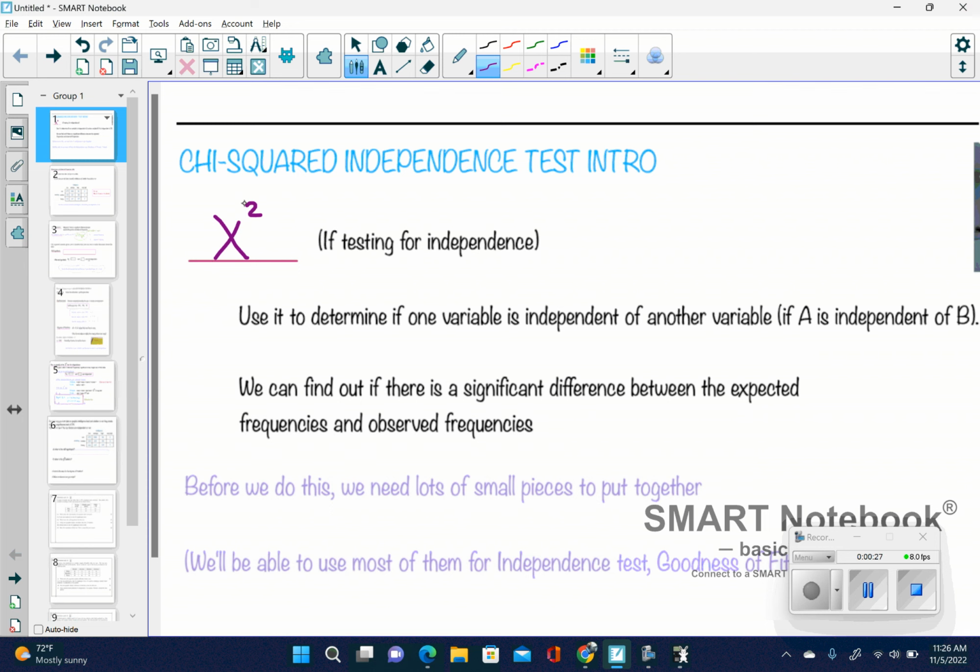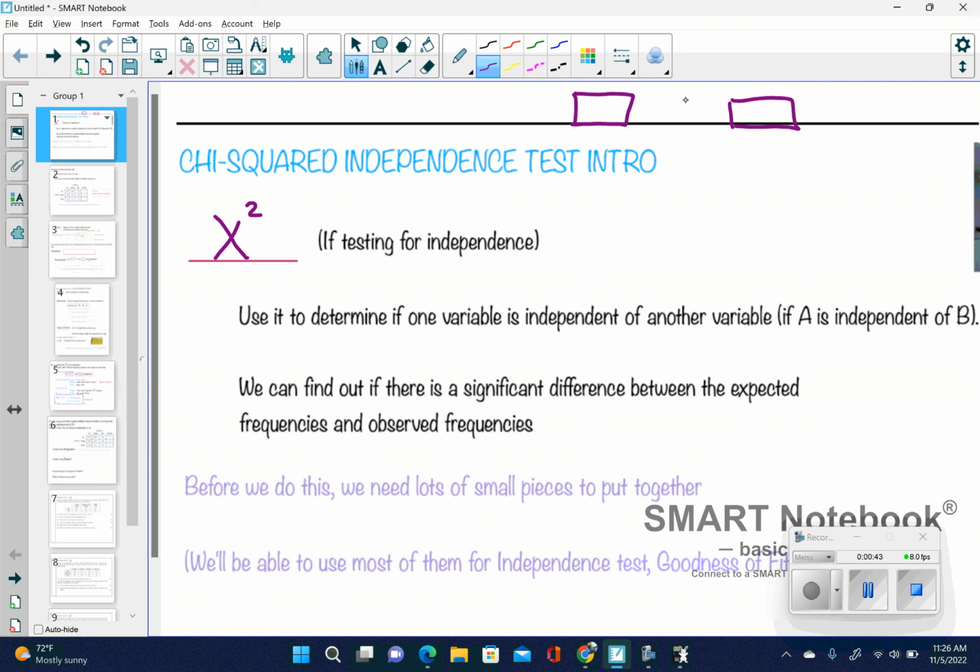What this does is test whether two variables are independent of each other, which means that one doesn't have an effect on the other. When would you use this? You would use this in biology to see the efficacy of a drug.